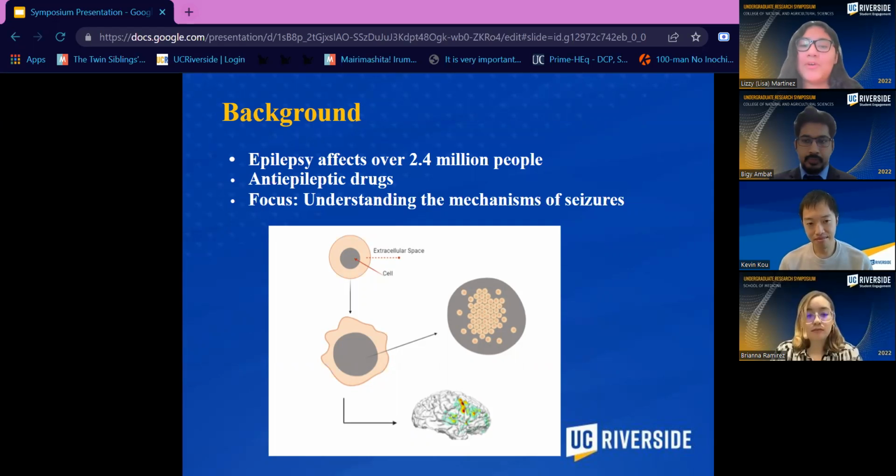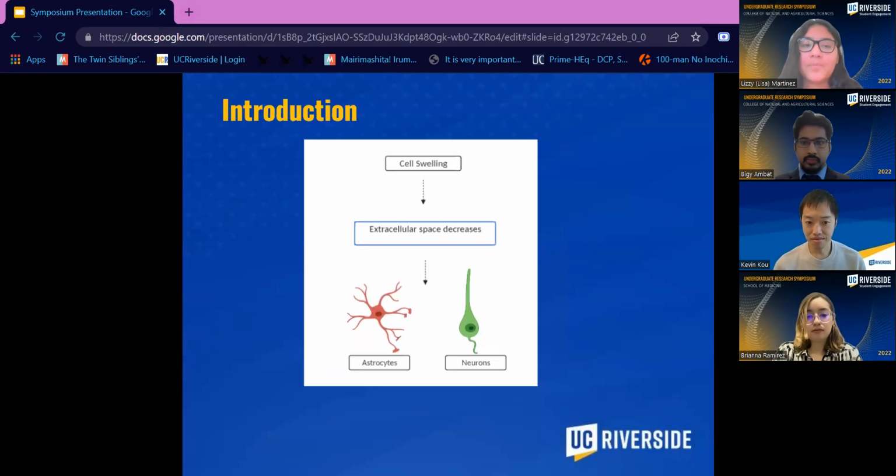Some of you may be wondering, why are we studying swelling? Well, epilepsy is categorized by seizures, and the seizures result from a swift increase in volume within the cells, and this can lead the tissues to swell and reduce the brain's extracellular space. Because the swelling can cause the cells to be in close proximity, as you can see in the image, they're all bumping into each other, which increases neuronal excitability, which again leads to seizures.